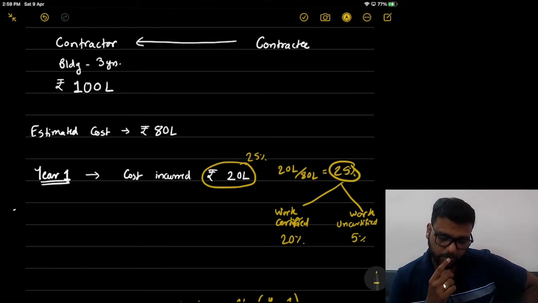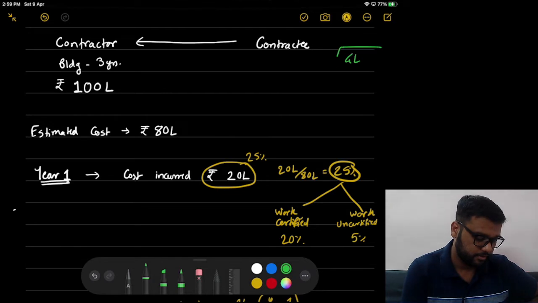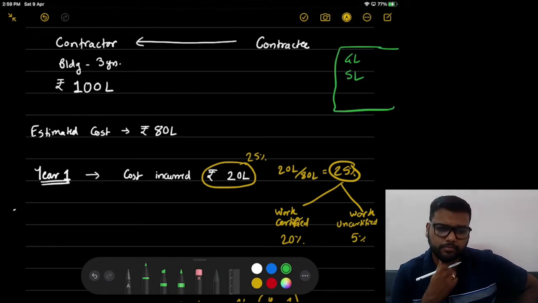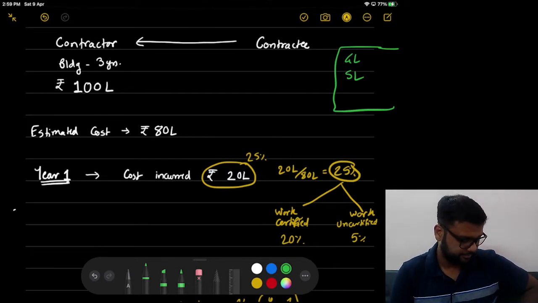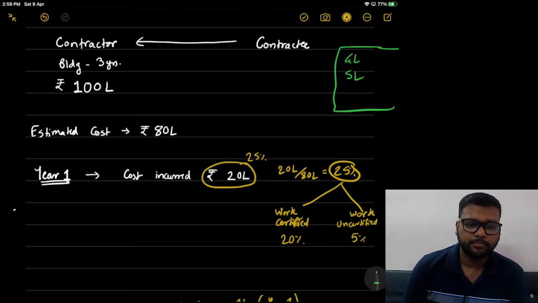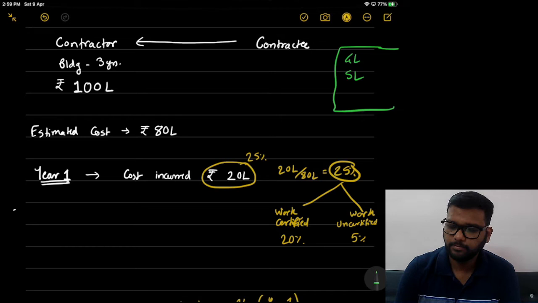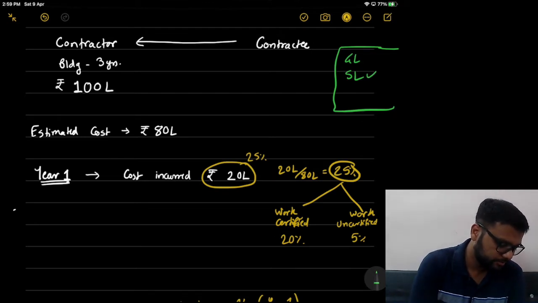4 lakhs. Okay, one answer is 4 lakhs. Anyone else? 5 lakhs. 5 lakhs, okay.